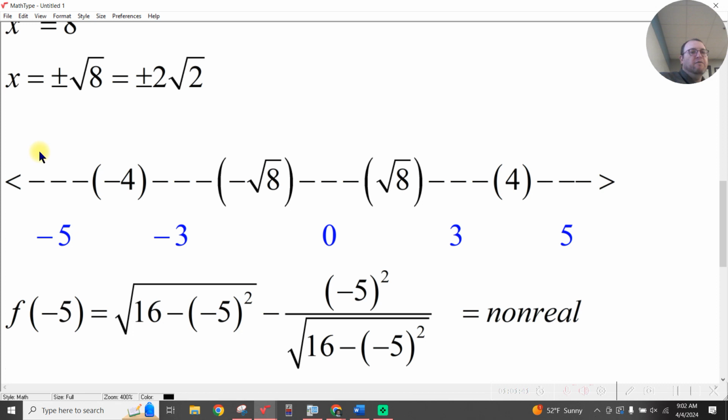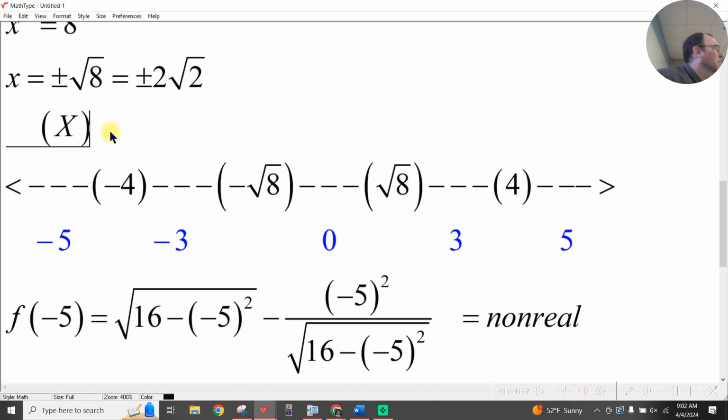And what does that mean for this interval to the left of negative 4? It's not real, so it is neither. Our question is whether it's increasing or decreasing. It's not doing either. It's neither increasing nor decreasing there because it doesn't exist right there.